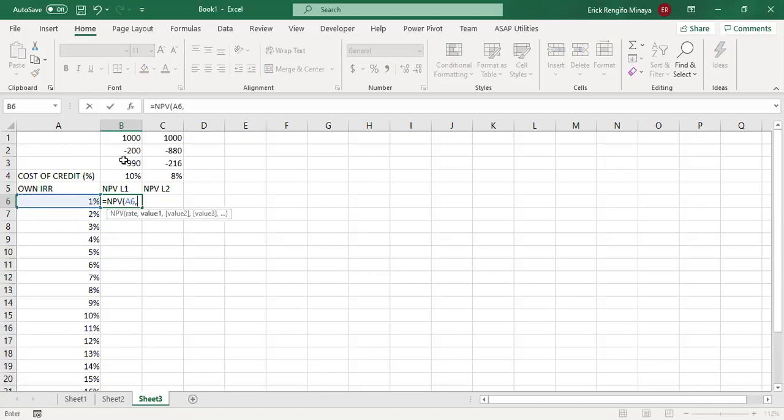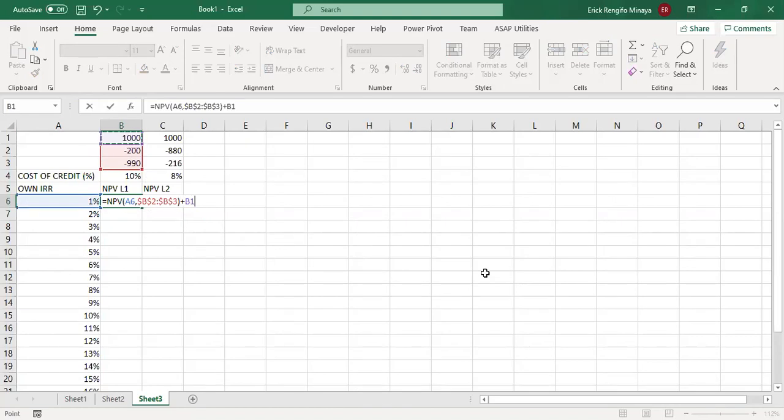The values, remember, are these two numbers here. When you block here, please press F4. So this is going to put $, $, $. So this implies that this is not going to move for this column. You close the parentheses and then you sum the first value as we did for the previous net present value. So it's net present value of A6.